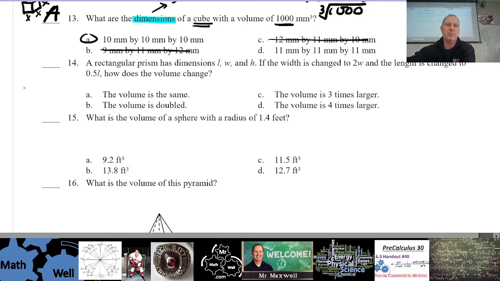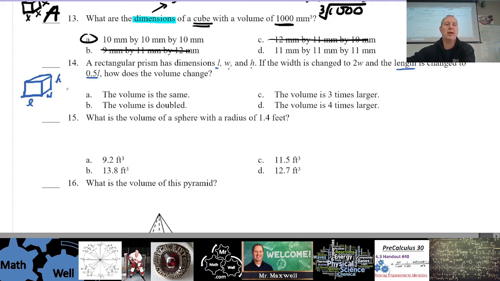A rectangular prism, so that is like a box, right? The front face is a rectangle. So it's not a cube. It has a square or a rectangle as the faces. The dimensions are L, W, and H, or length, width, and height. Now, if the width is changed to 2W, so if this width doubles, and the length is changed to 0.5 of the original length, how does the volume change?